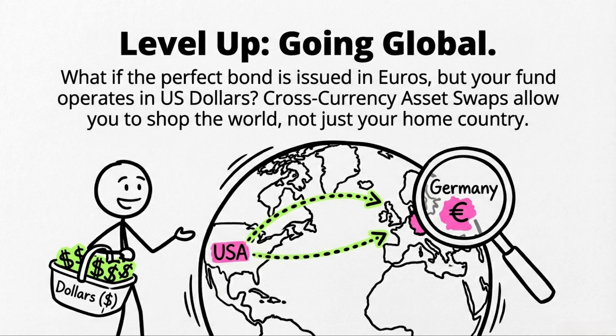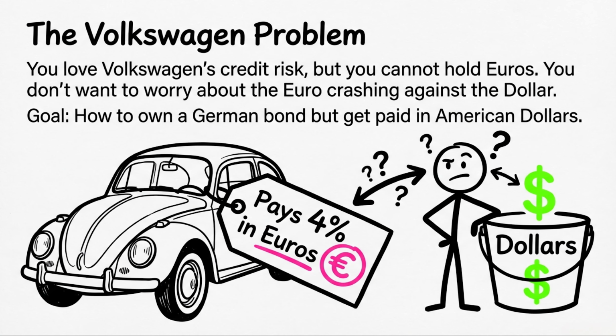Example 2, the cross-currency asset swap. Let's level up. Things get really interesting when we cross borders. The scenario: you're an American investor managing a US dollar fund. You see a bond issued by Volkswagen. The bond is denominated in euros. The yield: it pays 4% in euros. You love Volkswagen's credit, but you cannot hold euros. You need dollars, and you certainly don't want to worry about the euro crashing against the dollar.